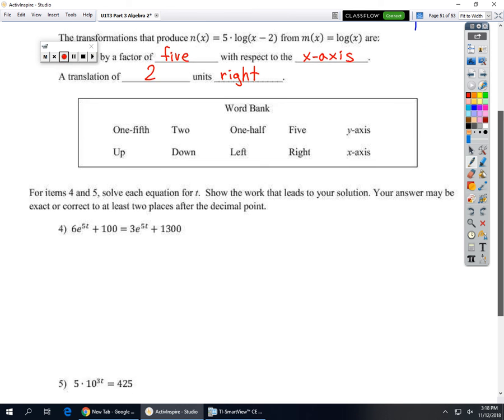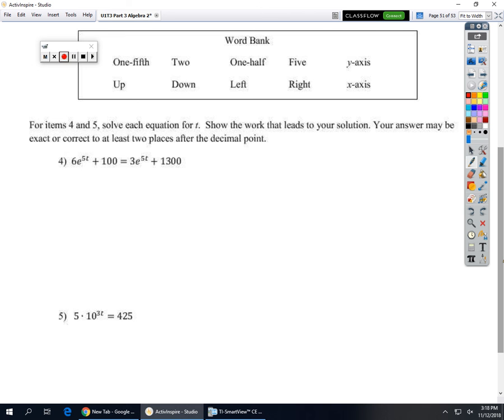All right, moving down here. For 4 and 5, we're going to solve each equation for t. So with number 4, first thing I would do here, I have 6e to the 5t. I also have 3e to the 5t. These are considered like terms because they both have that e to the 5t part. So I would just subtract from both sides e to the 5t. It's better to subtract the smaller number than the larger number. So get rid of the 3, not the 6. All right, 6 minus 3 is 3e to the 5t again, plus 100 equals 300.